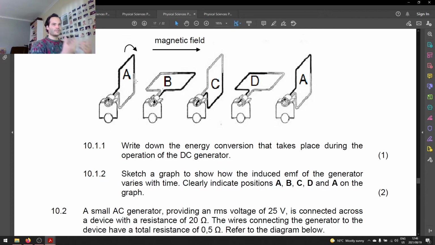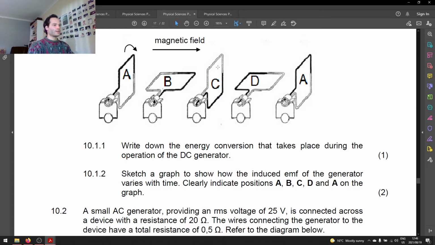And sine of 0 we know is 0. So therefore at A, my EMF is going to be 0. Then at B, my normal is pointing upwards, and the magnetic field is pointing from left to right, so they are perpendicular to each other, a 90-degree angle. Sine of 90 is 1, so then it's going to be at a maximum.